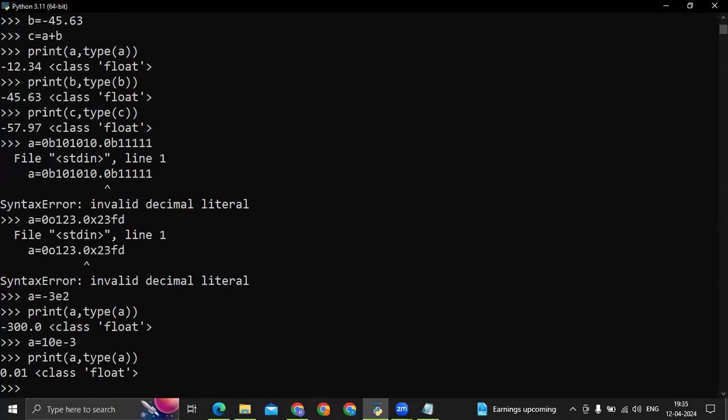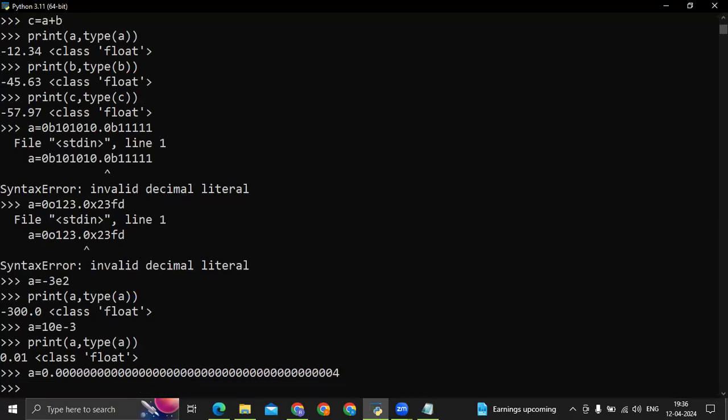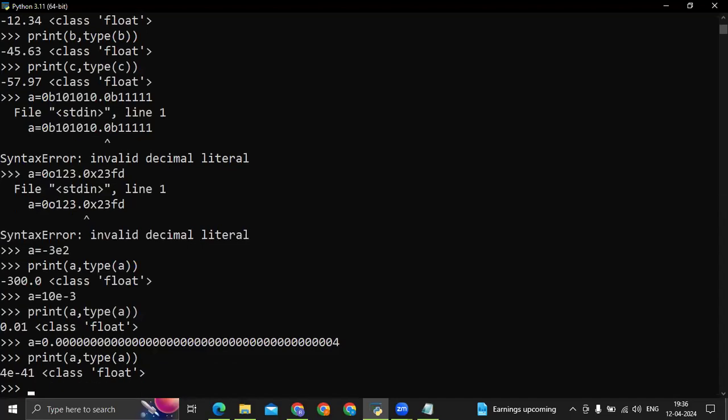Now, how is this taking place, students? Let me write one more number. A is equal to, now I'm writing 0 point, I'm taking this number, or let me take more. Okay. Now, print A type of A, 4e minus 41. If I'm writing minus 41, it is going back here, 41 zeros.